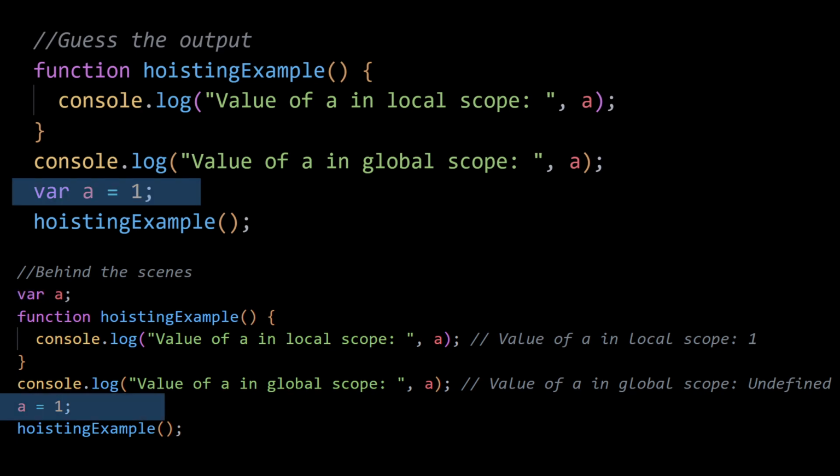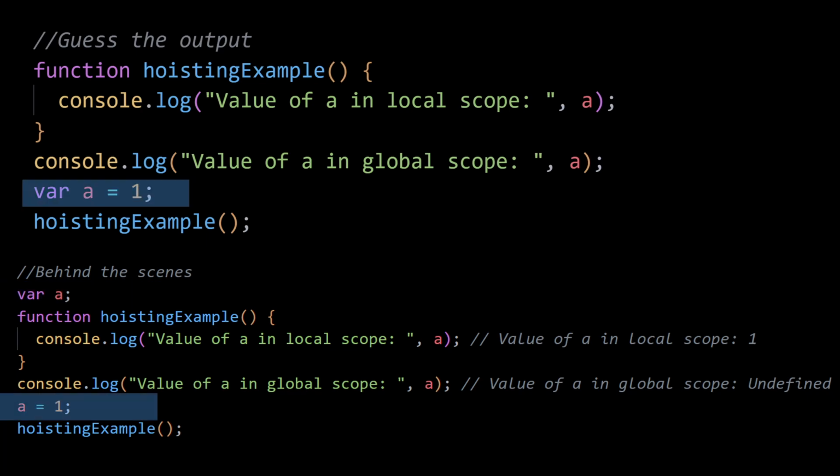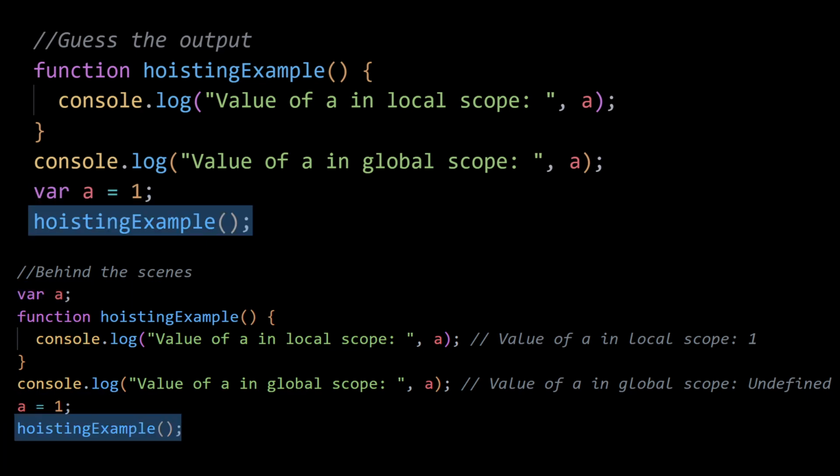So what exactly happens here is, the console log statement outside the hoisting example function attempts to log the value of a in the global scope. At this point, a is declared but not initialized, so it logs undefined. Then the variable a is initialized with the value 1. After that, the hoisting example function is called.